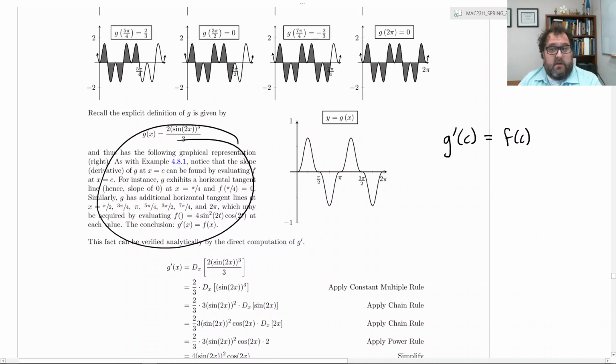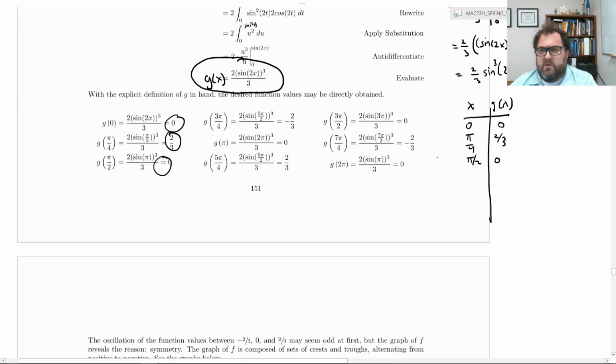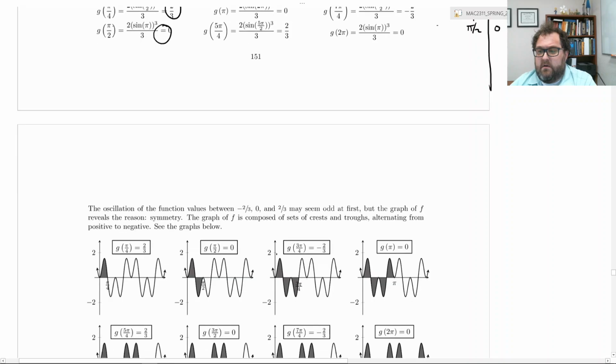That is, if you want the slope of this function, this function is g, if you want the slope of that function at some value of c, all you have to do is plug back into the original integrand. Now, what was the original integrand? It's on the last page. It was a big long function. Oh, it was this. That was the original integrand, 4 sine squared 2t times cosine 2t. So let me jot it down here.